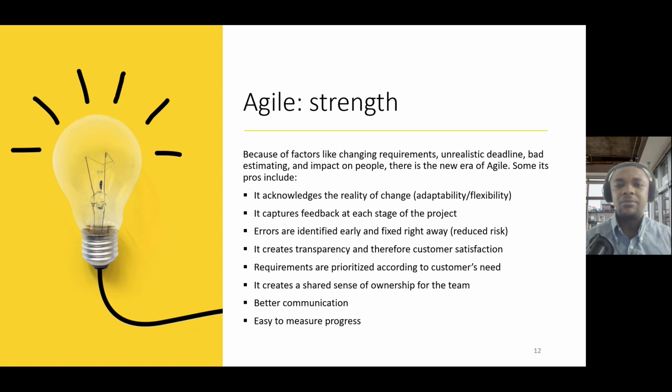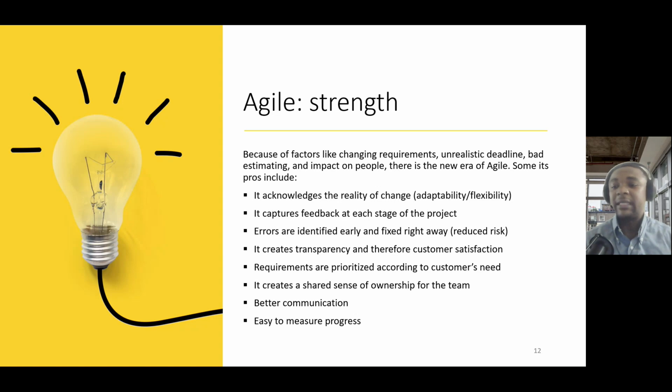Agile, you know, one key strength of Agile is it acknowledges change. In the Agile manifesto, again, don't bother, that's another topic of its own, where I will be breaking down the Agile manifesto, which is like a working document that developers or the Scrum team use in building projects, okay? Agile welcomes and acknowledges the reality of change.